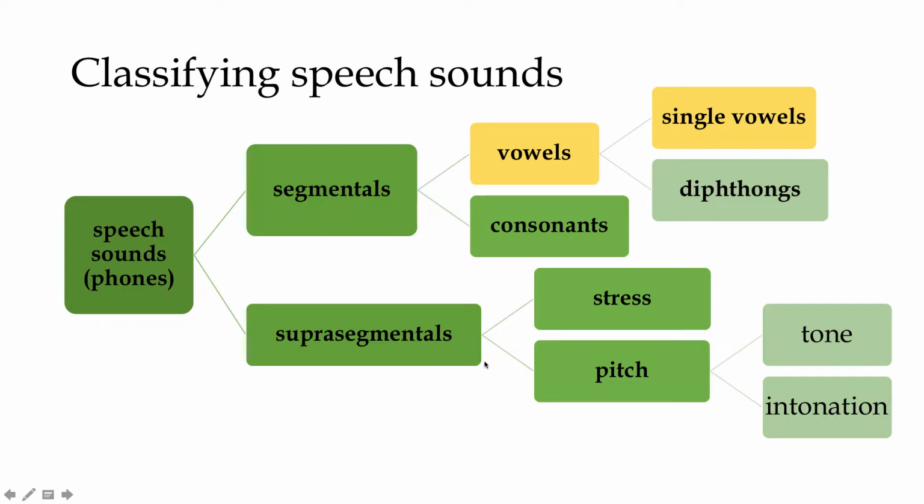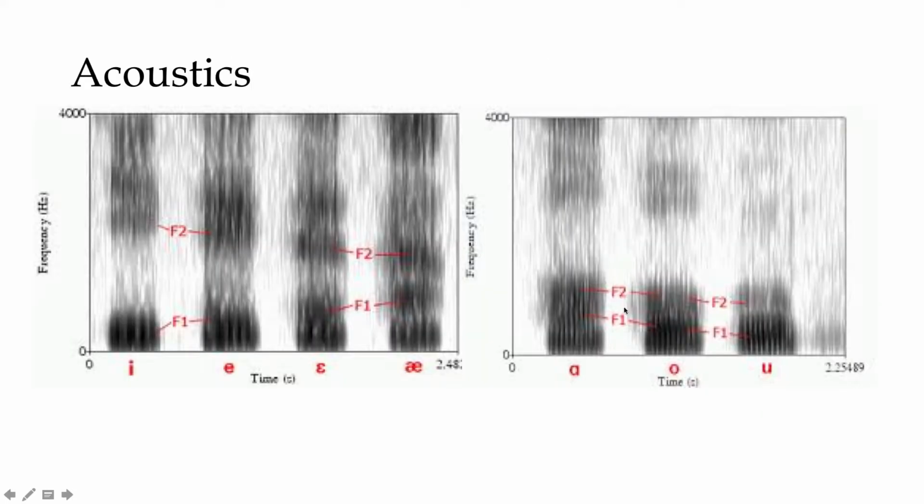Suprasegmentals are things that we can do to sound that go over top of those segmentals, hence the word supra, kind of on top of. So we can add stress to these vowels and consonants. We can add pitch, and pitch changes that go over the length of a single sound are called tone, and pitch changes that go over the length of a whole group of sounds would be intonation, like that would be an intonation pattern. In this presentation, we're going to focus just on vowels and especially just on single vowels.